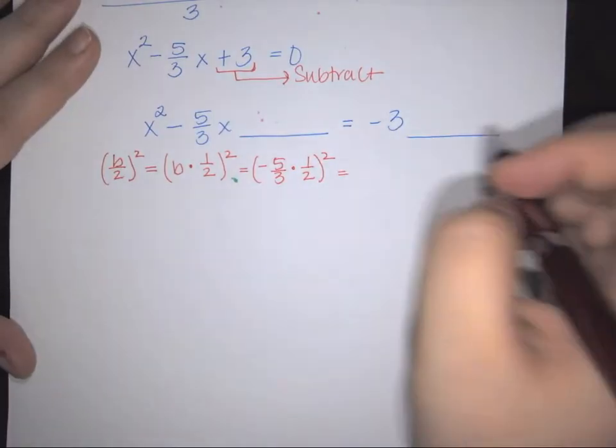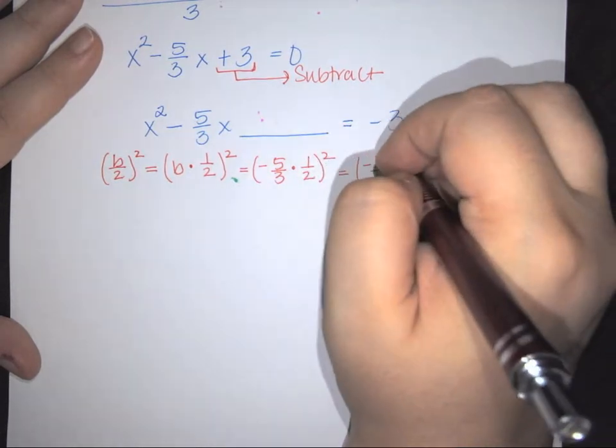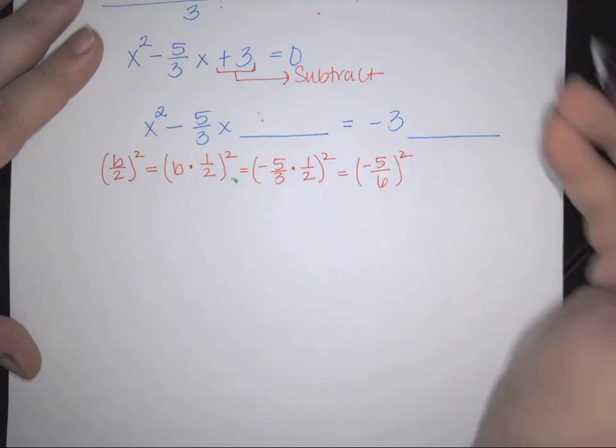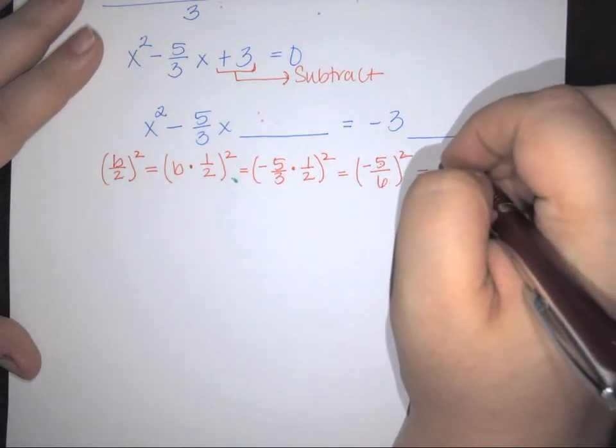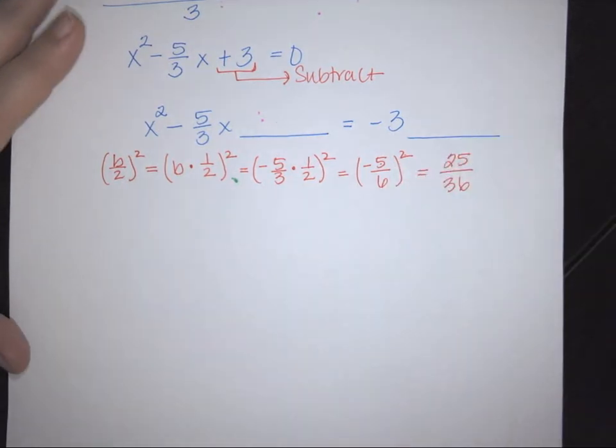Multiply straight across the top. You're going to get negative 5/6, and you're going to square it. You've got to square the top and square the bottom, so this is going to become 25/36.